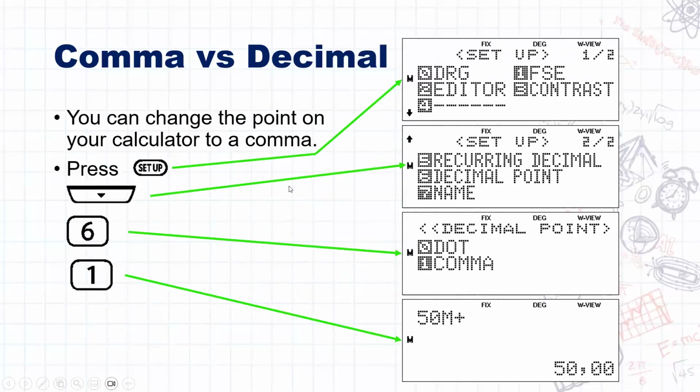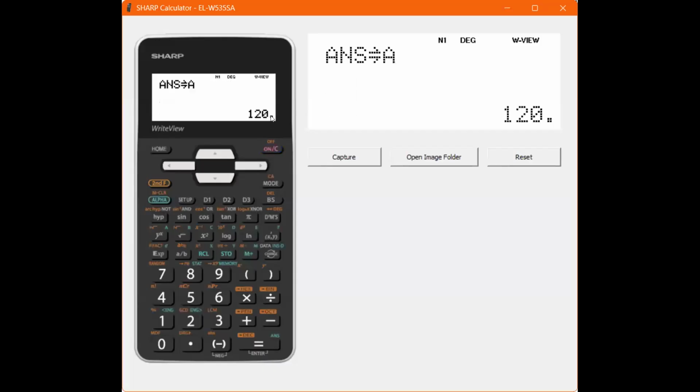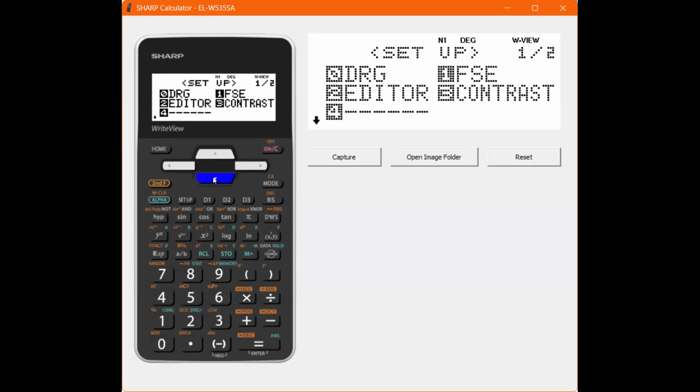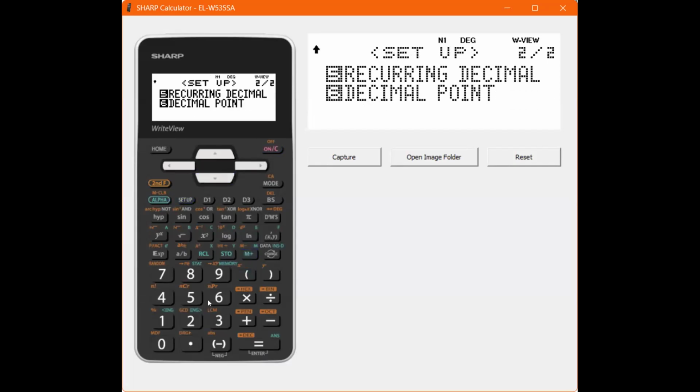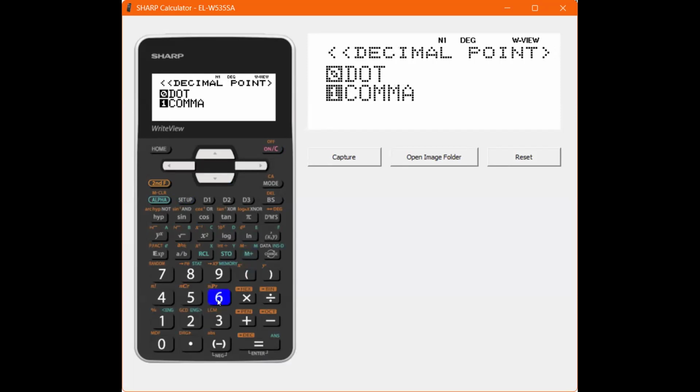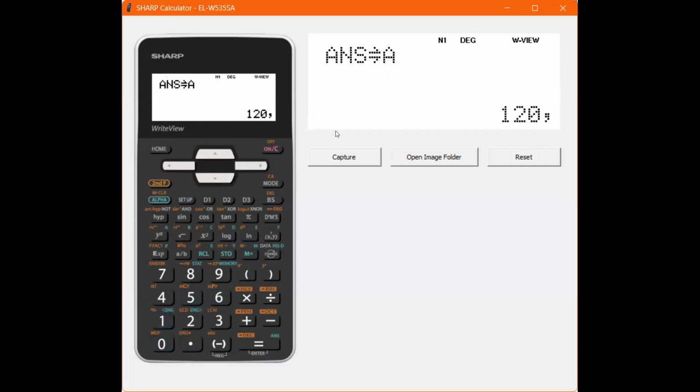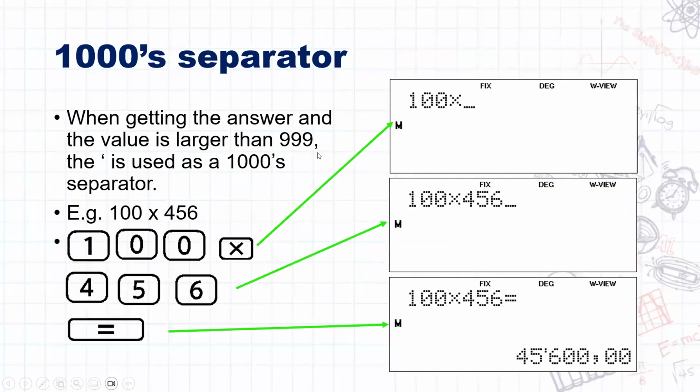Now you can also set up your calculator so that you can change it between a point, which is over here, or a comma. And to do that, we just say setup. And again, we're going to look at 0.6, which is decimal points. And we can choose between a dot and a comma. So if we want a comma, we just say 1. And now you can see it's a comma there instead. This is simply an aesthetics thing, and really up to you how you use it with your learners.